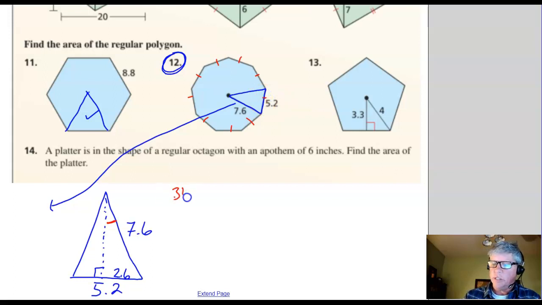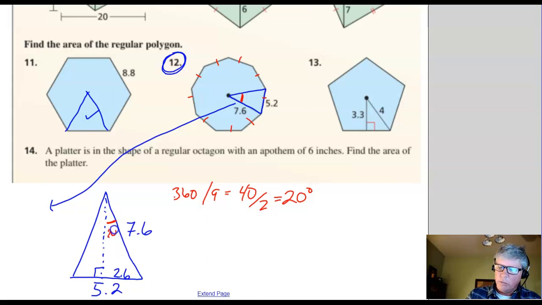So if we take 360 divided by 9, we get 40. But 40 is the angle of the whole central angle, so we'll divide that by 2 and get 20 degrees. So this right here is 20 degrees. So then we could use SOHCAHTOA, and life's good.